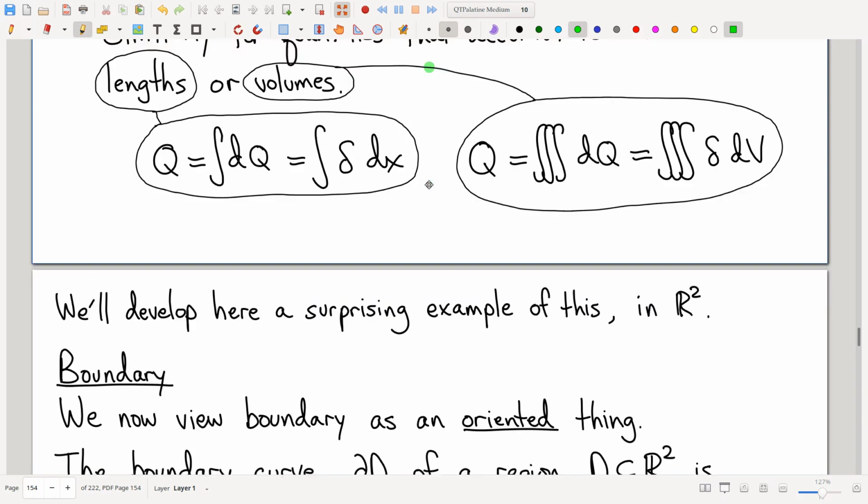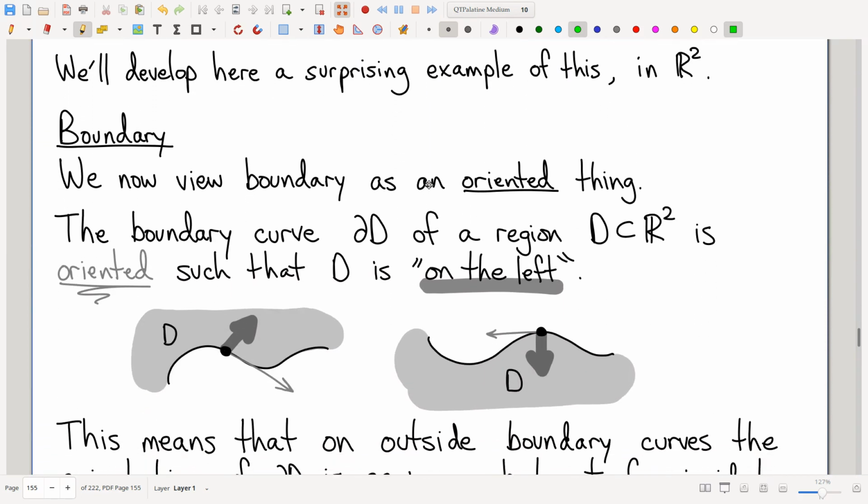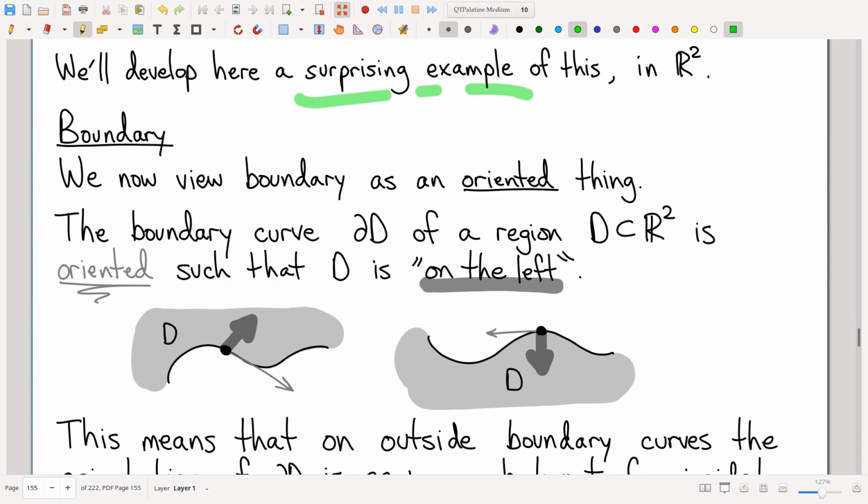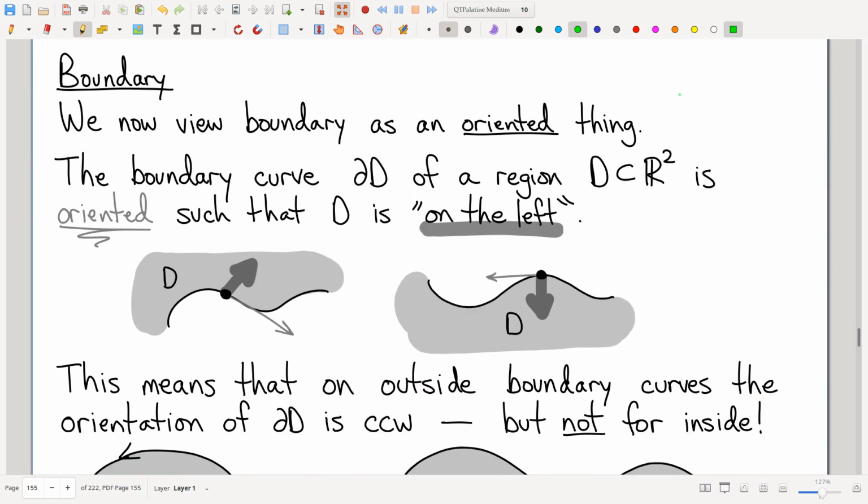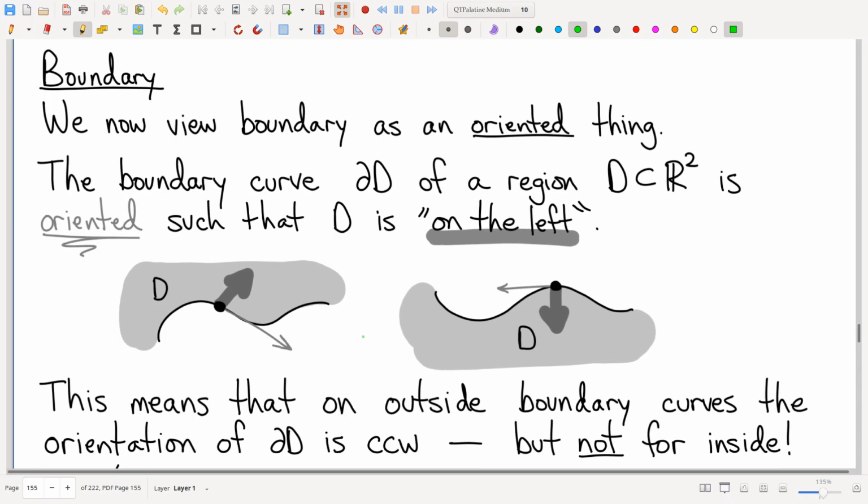All right, here we go. So we're going to start developing a surprising example of this that works in 2 dimensions. And we're going to have to build up to it a little bit. There is some terminology and conventions that I need to get established before we can do it. So a little bit of background work. I need to define now what I mean by boundary. Now, I'm sure y'all have heard the word boundary before. No big deal. Boundary is kind of like the border between what's in the set and what's not in the set. You might say it's the edge of the region, something like that.